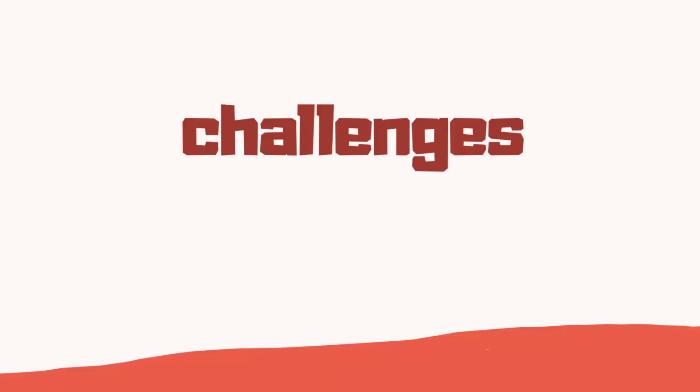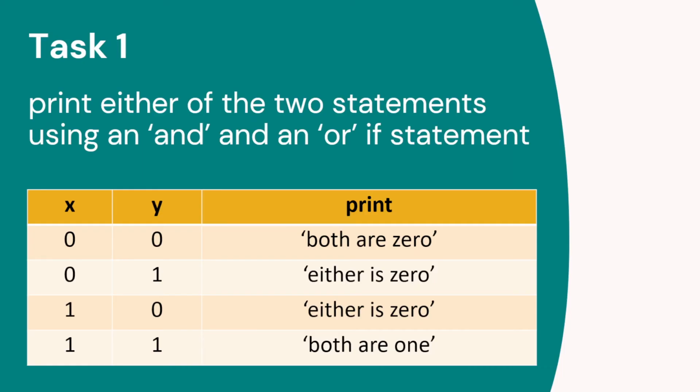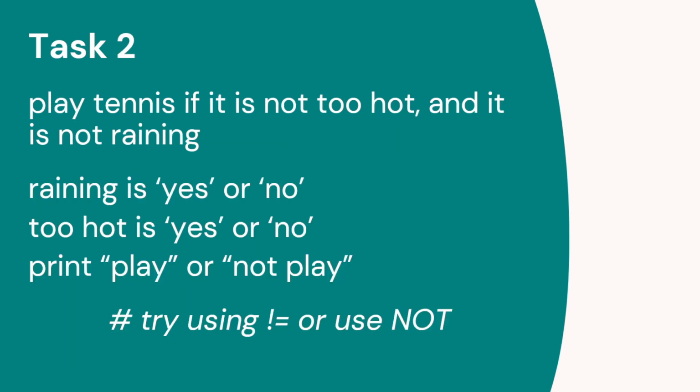Now some challenges. Task 1. Print either of the two statements using an and or or if statement. So we've got either is 0 and both are 0. One if statement with and, one if statement using or.